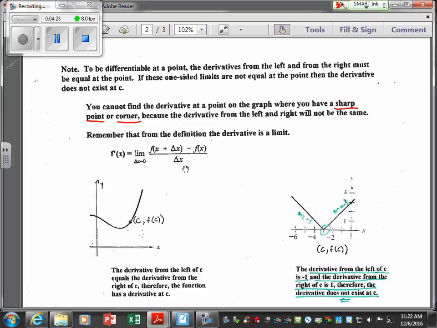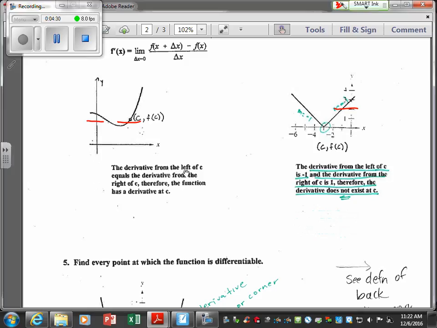So here's our definition of derivative, and we've been talking, it's a little bit different notation, but similar. Let me move these out of the way now. Okay, the derivative from the left of c equals the derivative from the right of c, therefore the function has a derivative at the point c. Okay, here, this is a special function. This is actually explained in your text. It's the absolute value of x function.